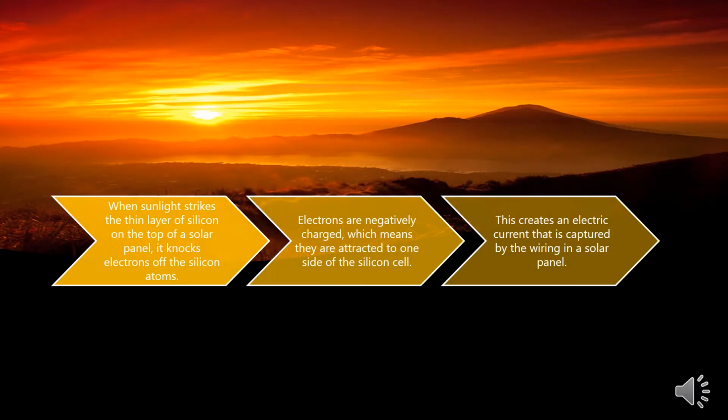When sunlight strikes the thin layer of silicon on top of the solar panel, it knocks electrons off the solar atoms. Electrons are negatively charged, which means they are attracted to one side of the silicon cell. This creates an electric current that is captured by the wiring in a solar panel.